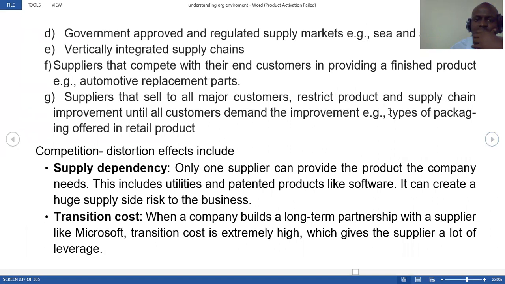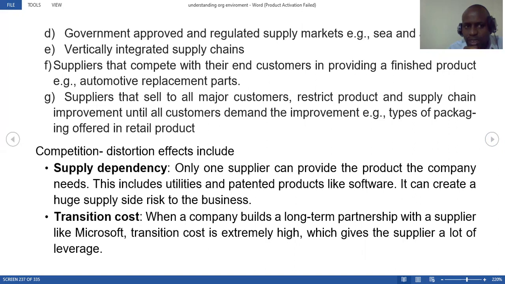Then government approves and regulates supply markets. For example, we are talking about the sea and the airports, where the government has a lot of control in such kinds of market space. For example, we have a few airline companies in the country. Maybe the most commonly known are Kenya Airways and Jambo Jet. Then the others are not even known because the government has tried its level best to regulate these kinds of markets.